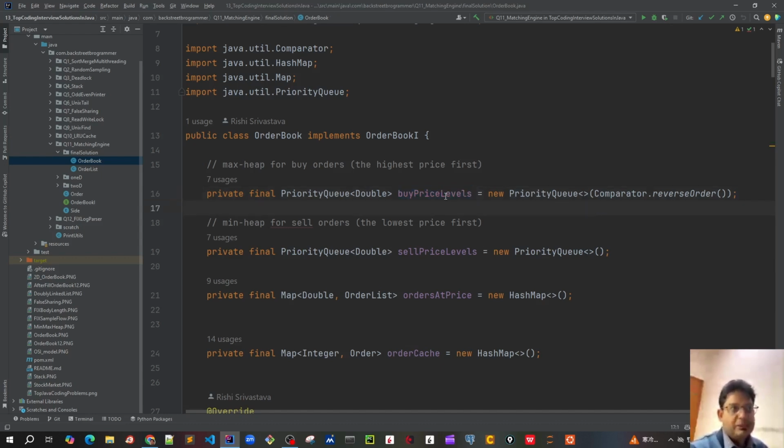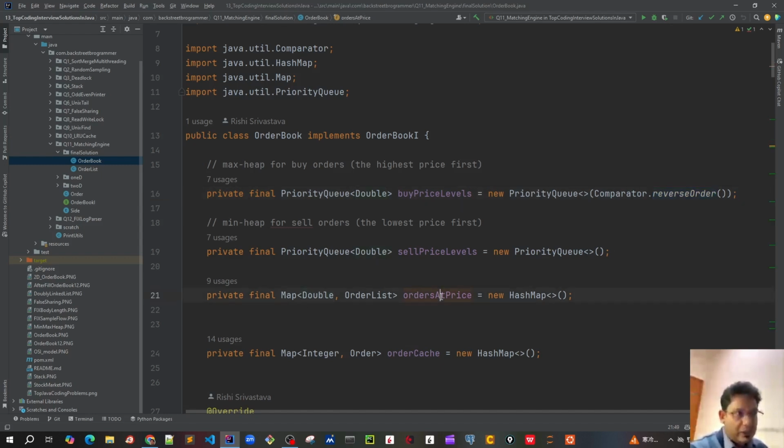So that's why for buy price levels, you can see that I have used a comparator reverse order, because by default the priority queue is always in ascending order. For the buy price levels, we need a descending order, because at the head we want the highest priority bid. That's why we are reversing it, so that it's always in descending order. For sell price levels, we will take the default, which is ascending, which means that the head of the sell price levels would always be the lowest sell price, and having the highest priority.